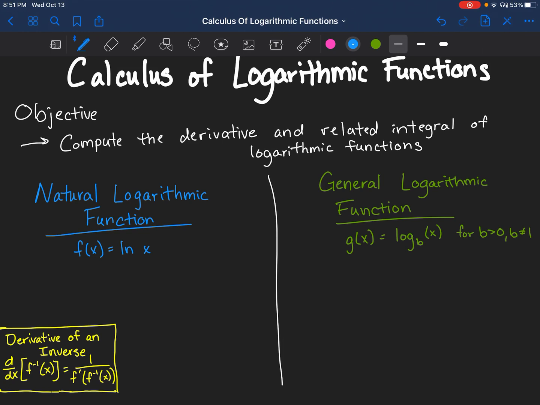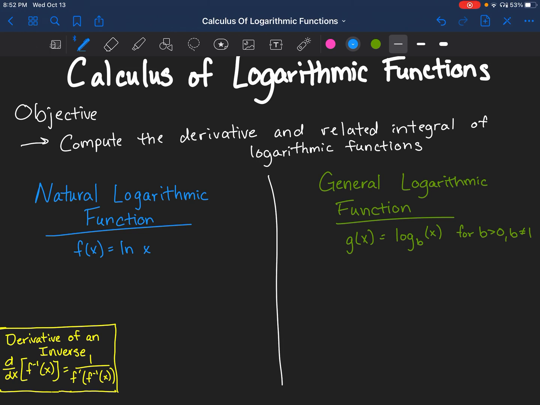So, for example, I'm not going to talk about the integral of all logarithmic functions, just simply because a lot of those require additional techniques of integration we just haven't done yet. So I'm just going to stick with the first basic one that we need to go over.